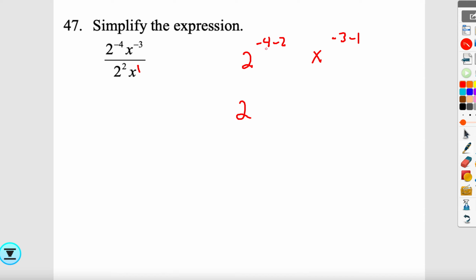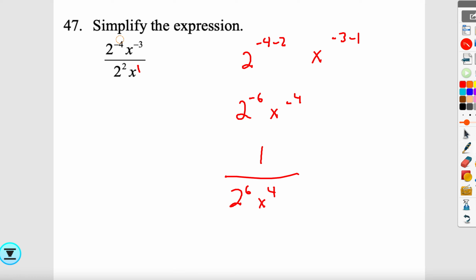So it'll be 2 to the negative 4 minus 2. You owe me 4, spend 2. So now you owe me 6, right? And then negative 3 minus 1 is negative 4. Remember, final answers cannot have negative exponents, so make a fraction over 1. And then the 2 goes in the bottom now and becomes 2 to the 6. And then we do x in the bottom, which is 4.